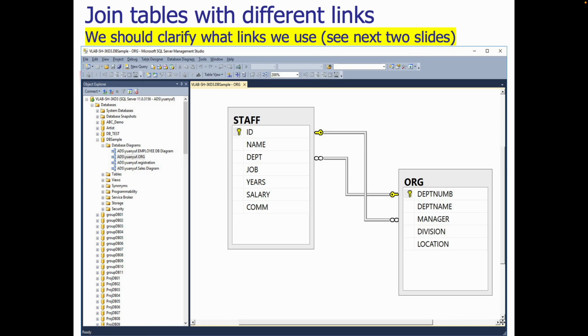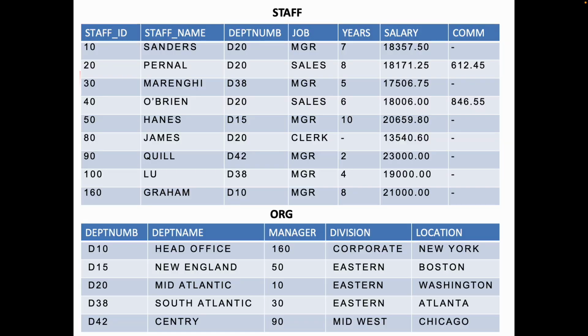So, joining tables with different links. I said sometimes we can join tables with a column that is not a foreign key, because sometimes tables can have more than one common attribute. For instance, if you see the staff and organization tables, what are the common fields between these two tables? One common field is always the foreign key, which is the department number, right? But they also had another common attribute, which is the manager here. So the manager is actually the manager ID.